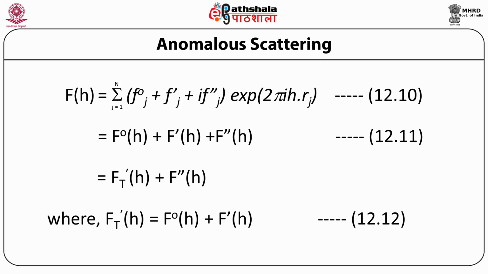Now F naught of h is real, F prime of h is also real. The only thing is the F prime of h coefficient is the dispersive correction term, a positive term for f prime. So together they can be added as F t prime of h. The t means the total real part contribution to the structure factor. Therefore, F t prime of h plus F double prime of h equals F of h. So this is equation 12.12.